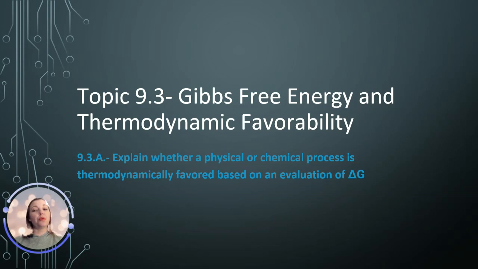Hello, AP Chem students, and welcome to topic 9.3, Gibbs free energy and thermodynamic favorability. 9.3.a says explain whether a physical or chemical process is thermodynamically favored based on an evaluation of delta G.